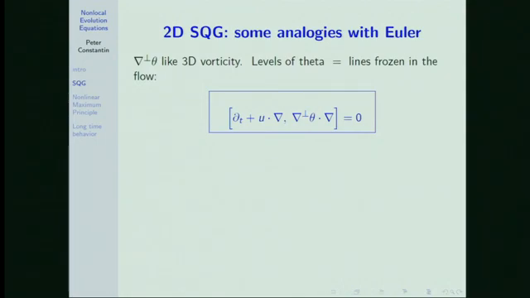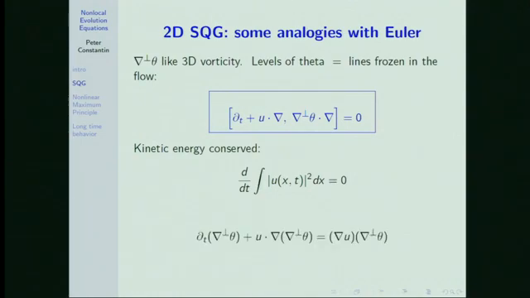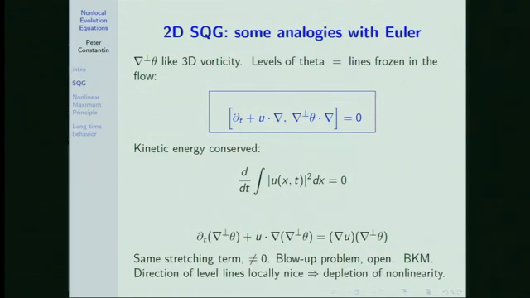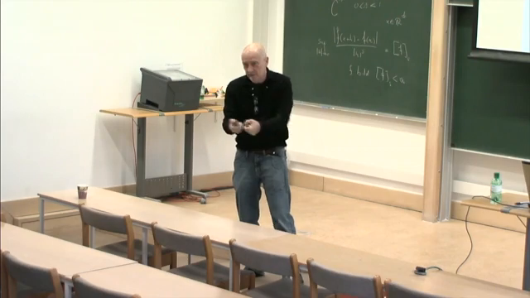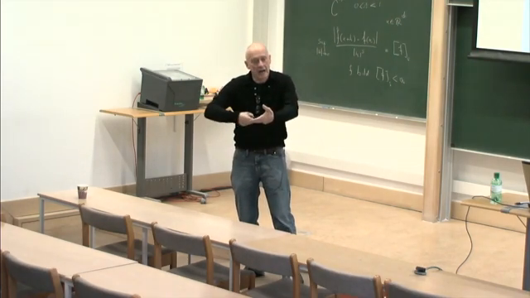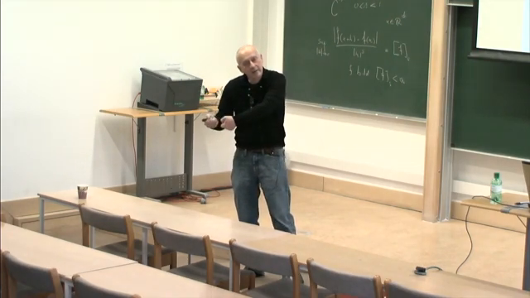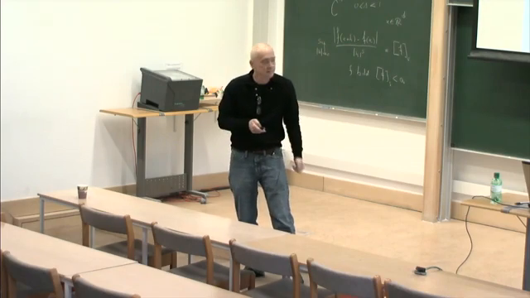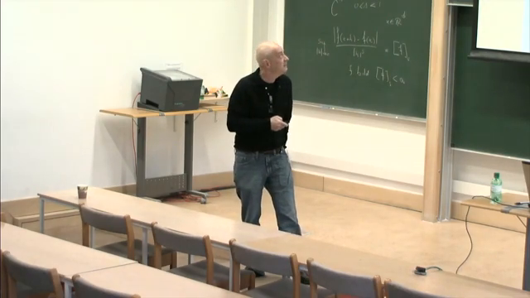The same commutation as before, the kinetic energy is conserved, the same equation, transport plus the stretching term, the same blow-up problem that's open, but in 2D, the same BKM with replacing omega by the gradient of theta in L infinity, and the same depletion of nonlinearity. So if the local isosets are really nicely organized, there is no blow-up. Okay, so purely geometry determines blow-up.